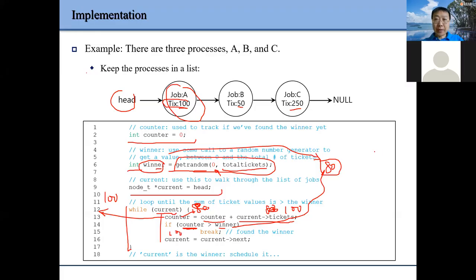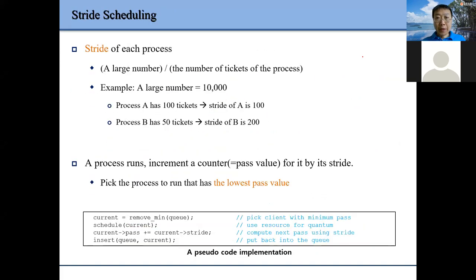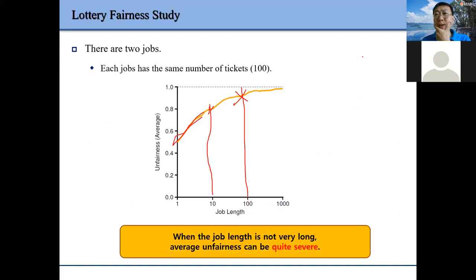Okay, let me continue. We still have 10 minutes, so I can finish the last topic here. So we talk about this fairness. If the job running time is very short, then actually we cannot guarantee the fairness. Because of the random number, right? So this is the lottery. In a short time period, it's really random. But in the long run, we can get the percentage we want.